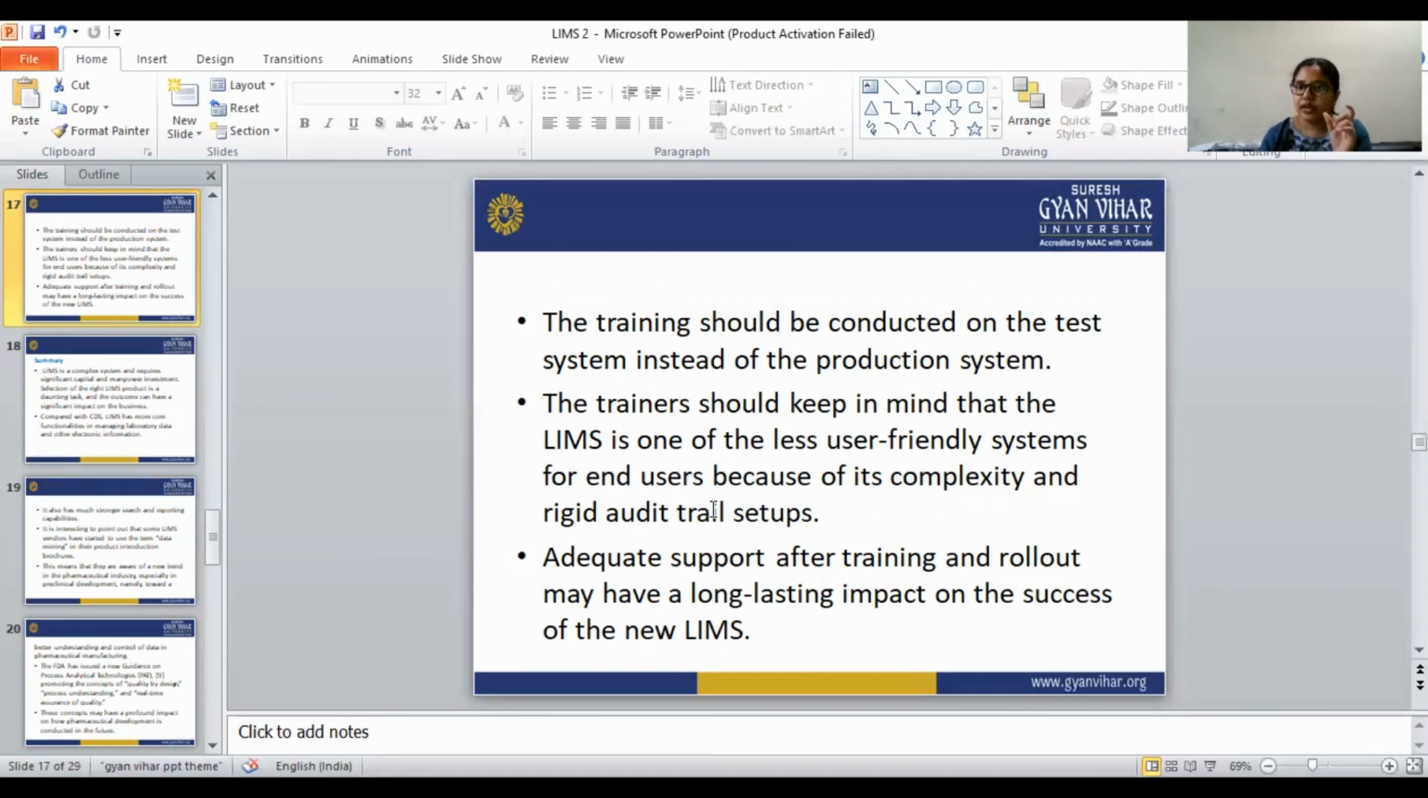And there is another thing: training is a must. While handling the LIMS, only trained users can handle the LIMS. So this is all about the LIMS.